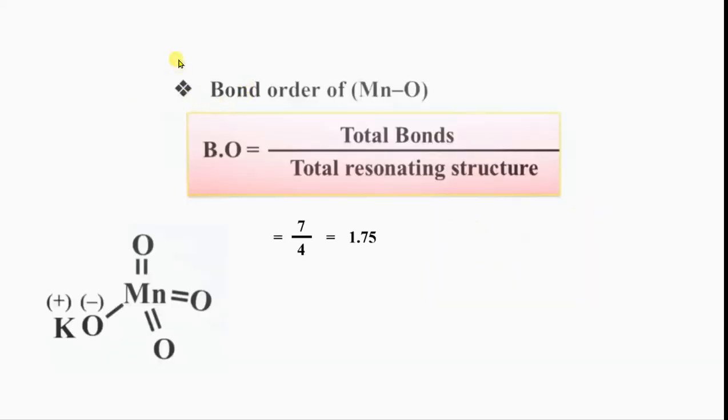Bond order is nothing but the number of bonds divided by the total number of resonating structures. So as I said, 2 bonds here, 2 bonds here, 2 bonds here, and 1 bond here, so 7. The number of resonating structures we have already seen is 4. So it is 1.75.